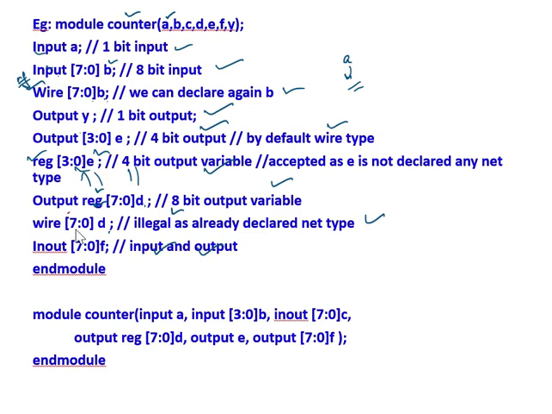Then this is the end of the module, and I can even declare my module like this. Module counter, inside the parentheses I can give input A, input [3:0] B, inout [7:0] C, output reg [7:0] D, output Y. In this way also I can declare inside the module. This will not be a problem. It is accepted and legal. I can use this kind of coding technique in Verilog also.